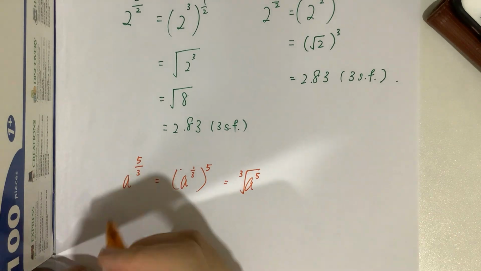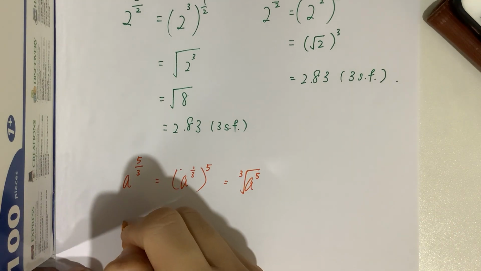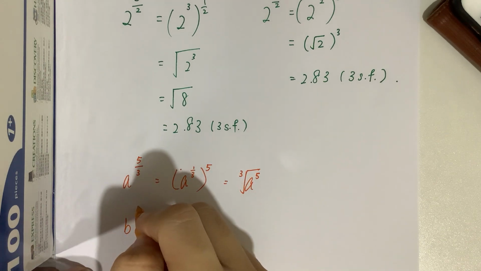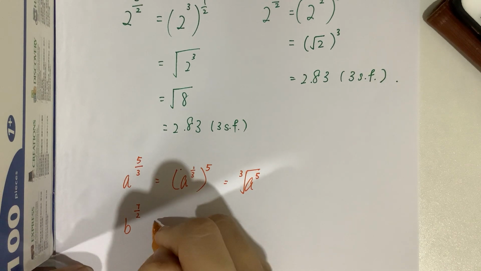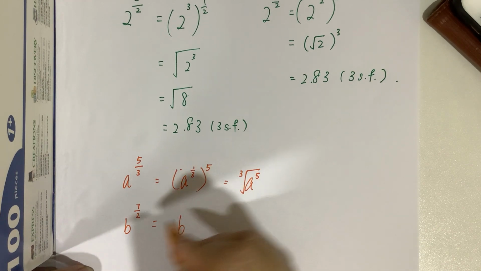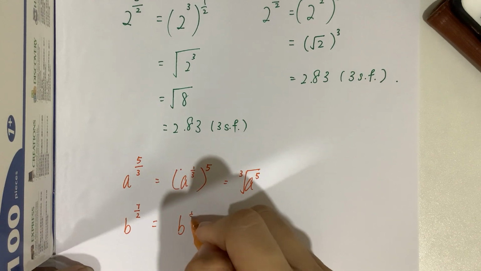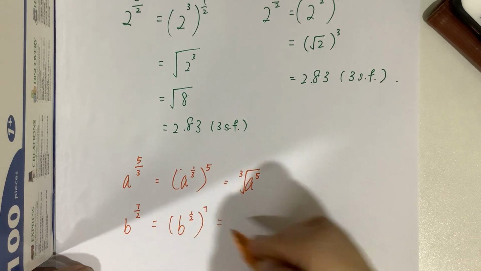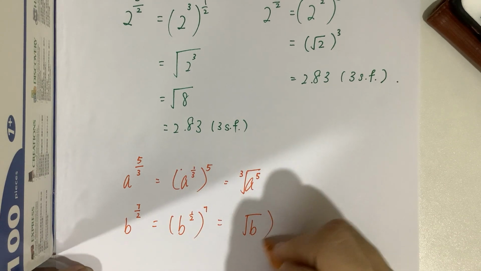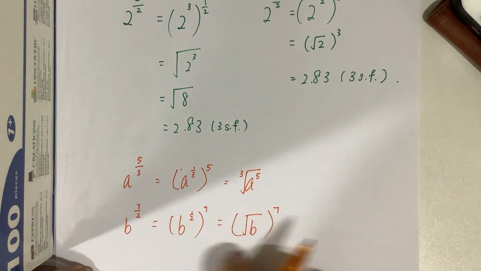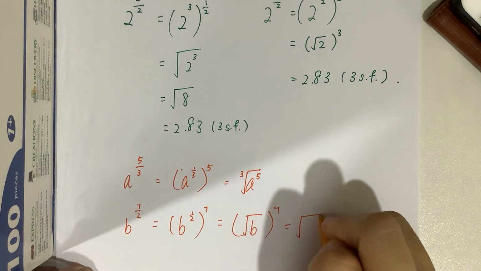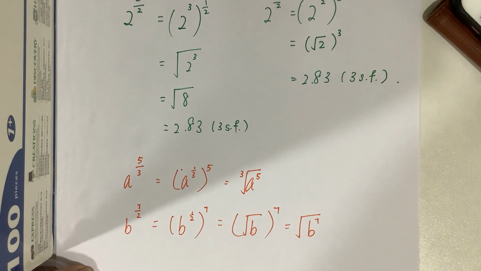So next example, b to the power of 7 over 2. So you have b, this is power half and power 7. So this is square root b and the entire thing to the power 7. So either you do it this way or you can write it this way. It both means the same thing.